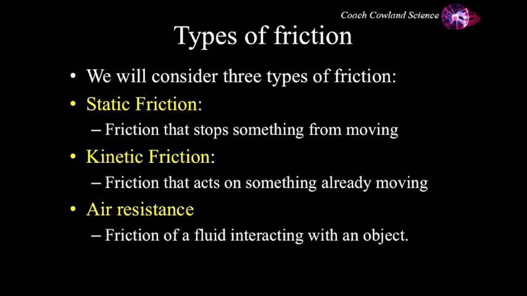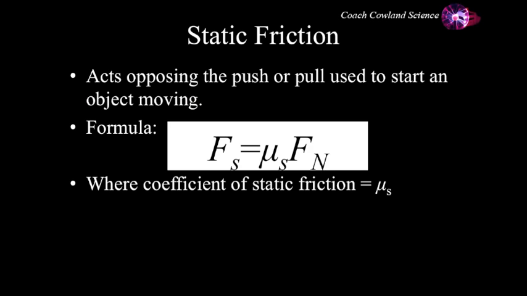Let's look at static friction first. Static friction prevents things from moving that are already stationary. The equation for static friction is Fs, that is the force of static friction, is equal to μs times normal force. μs is the coefficient of static friction, and we'll take a closer look at mu later in this presentation.